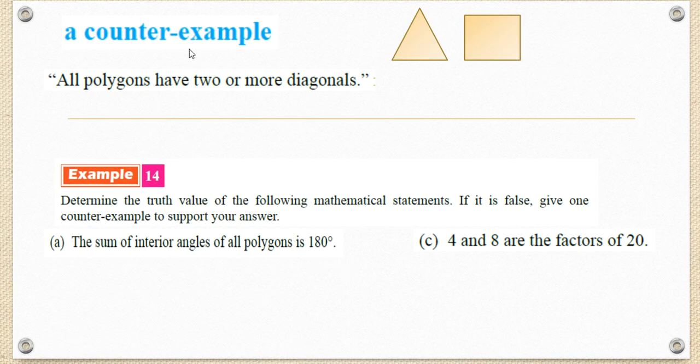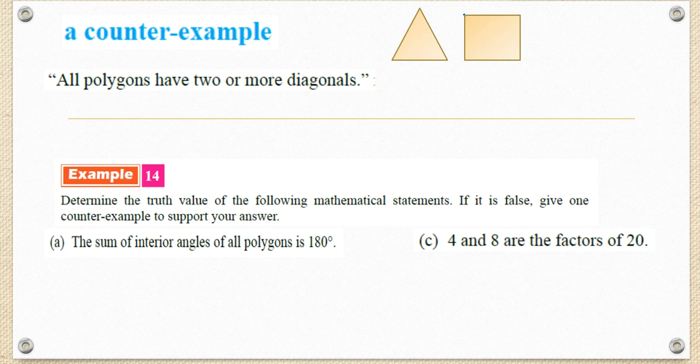Alright. After we learn that, we also have to learn the keyword, counterexample. What does a counterexample mean? Okay, we look at here. All polygons have 2 or more diagonals. Is this true? We look at these two polygons. One is a triangle, one is a rectangle.